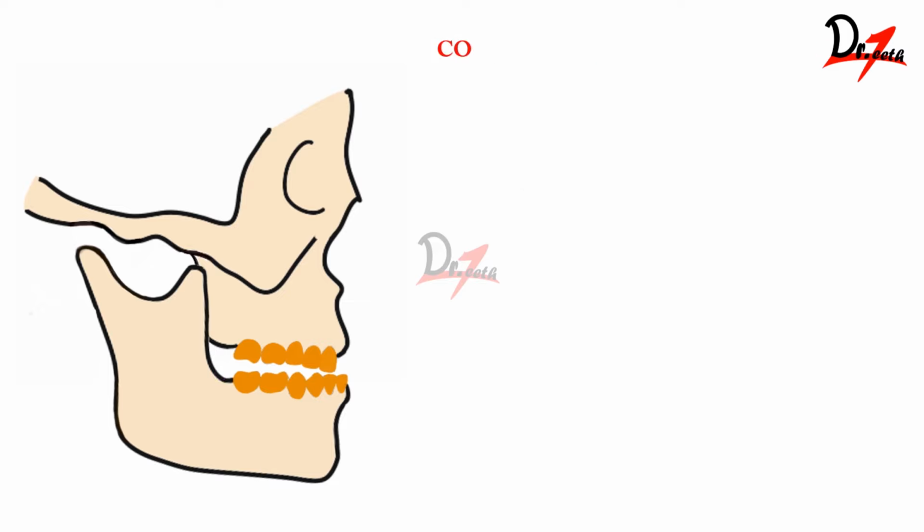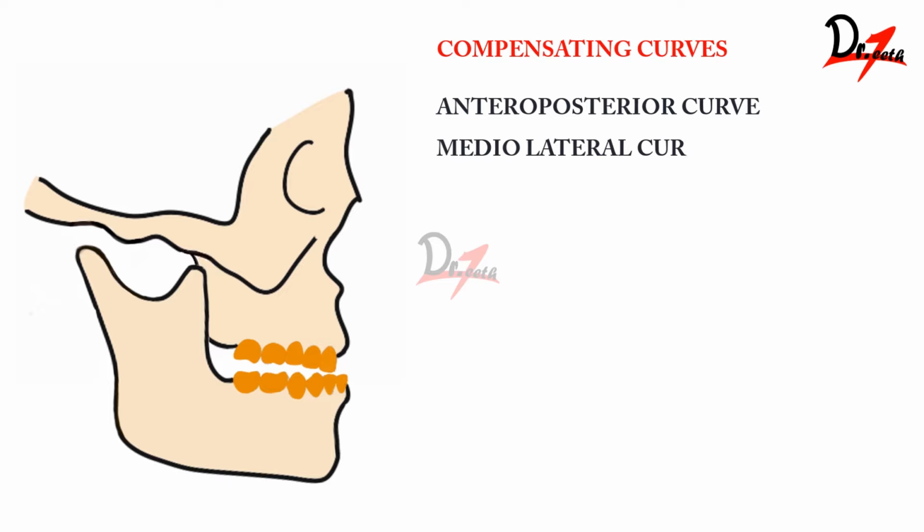Then we have the compensating curve. Here we have two types of curve, the anterior-posterior curve and the lateral curve. The anterior-posterior curve, as you can see here, runs from anterior to posterior, so it helps in maintaining the protrusive balance, while the mediolateral curve runs side to side, in the lateral direction, so it helps in obtaining the lateral balance. The curve of Spee is the anterior-posterior curve, meaning we arrange the teeth in such a way that we get a curve starting from the tip of the canine running posteriorly till the molar.